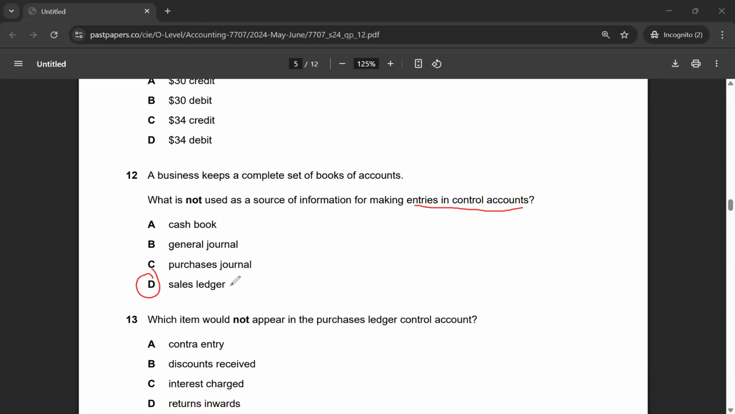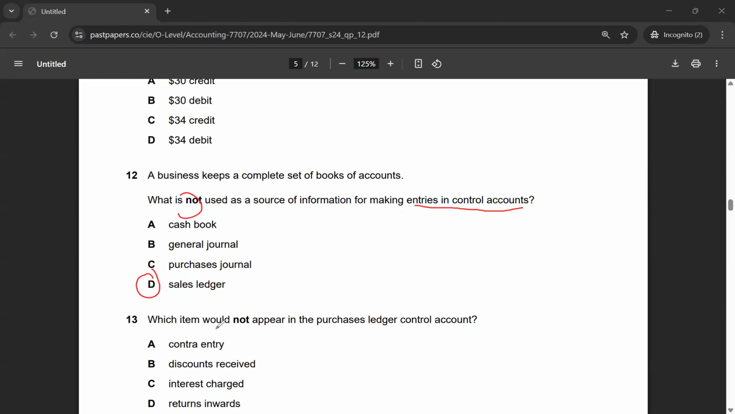book of entry. So that's why the sales ledger also could have errors. So if the sales ledger has errors, then we will not be able to check for arithmetical accuracy. So sales ledger balances will not be used as a source of information for making entries in control accounts. The correct answer for multiple choice 12 is option D.